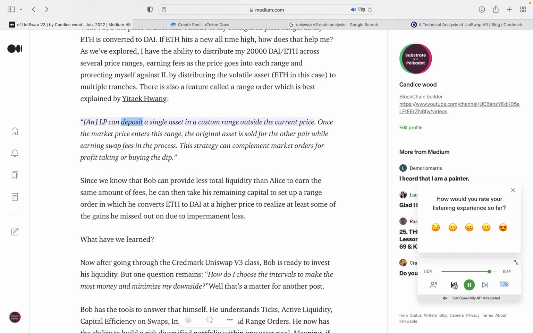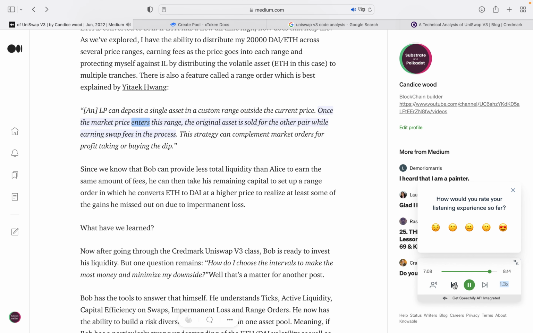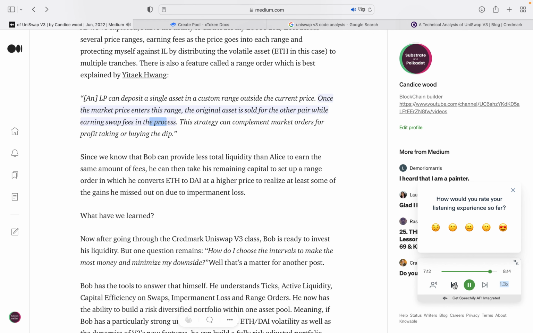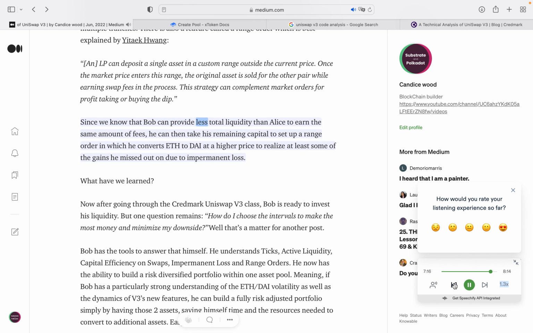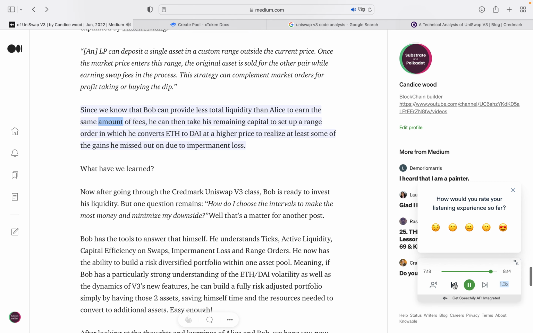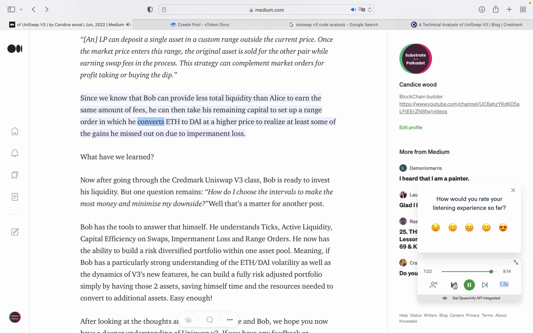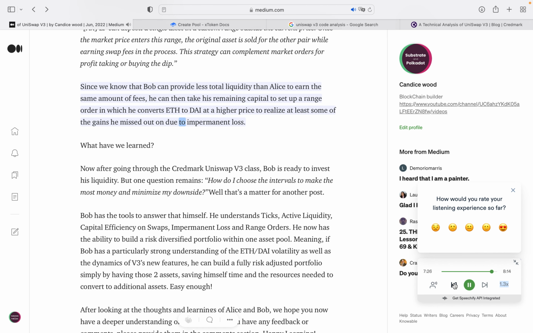An LP can deposit a single asset in a custom range outside the current price. Once the market price enters this range, the original asset is sold for the other pair while earning swap fees in the process. This strategy can complement market orders for profit-taking or buying the dip. Since we know that Bob can provide less total liquidity than Alice to earn the same amount of fees, he can then take his remaining capital to set up a range order in which he converts ETH to DAI at a higher price to realize at least some of the gains he missed out on due to impermanent loss.